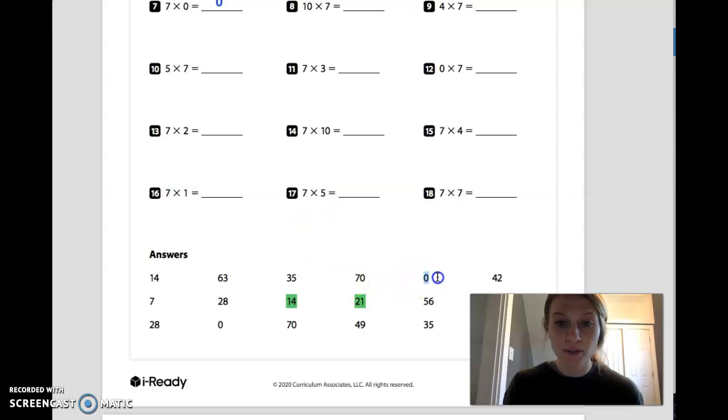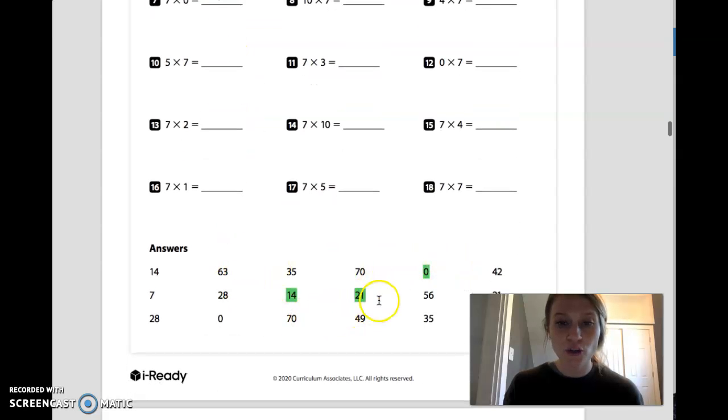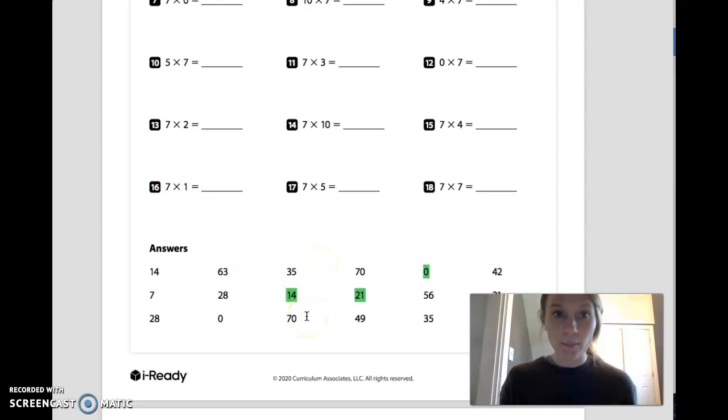And I just did the number 0. I got to cross it out. All right, so make your way and cross them as you do them. This is the answer key down here. So if you're stuck, you can use this for help.